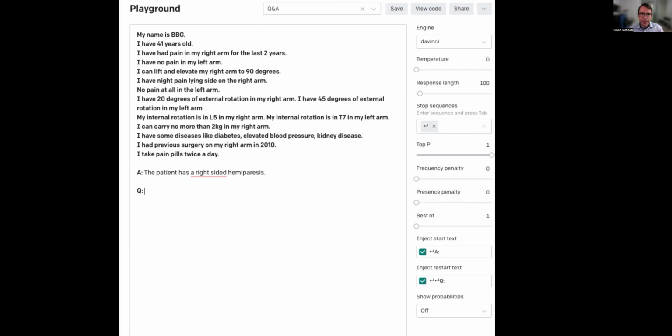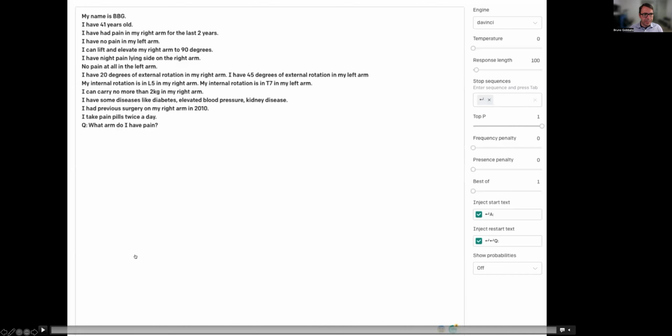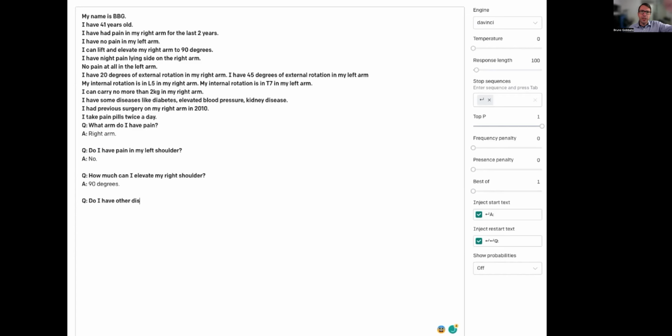patient. This is an example that we did with a very small, invented medical record, and then we can see how the robot interprets that medical record. For example, another example. I'm asking what arm I have pain in, and it understands that my pain is in my right arm, not in my left arm. It understands how much I can elevate.